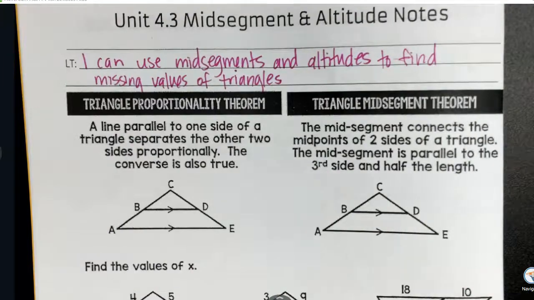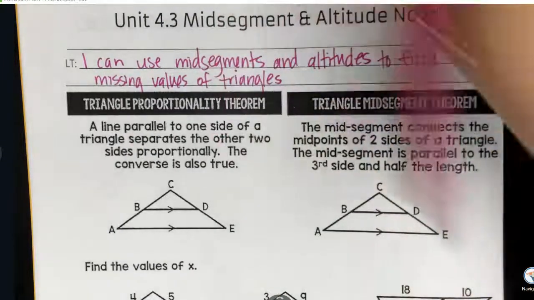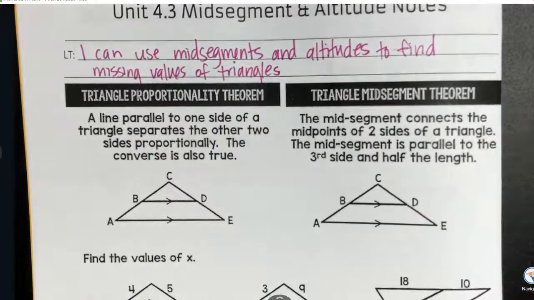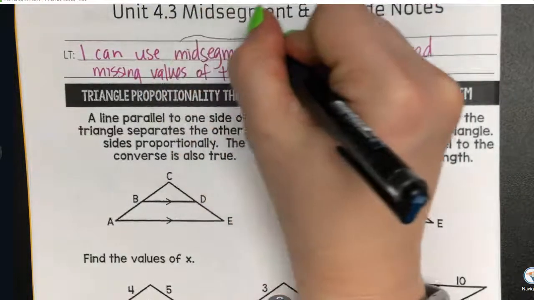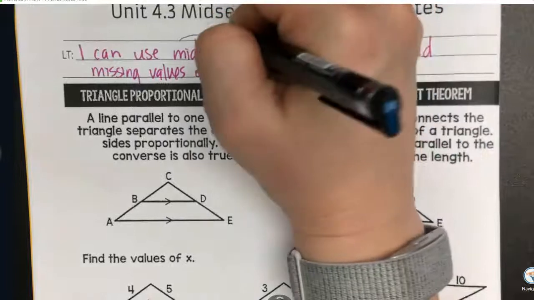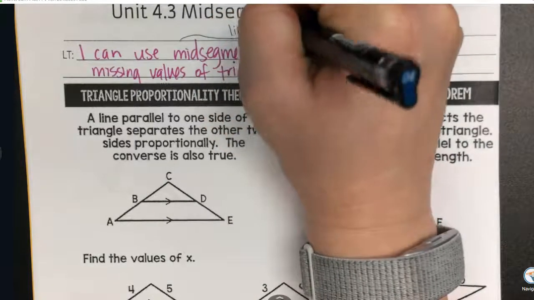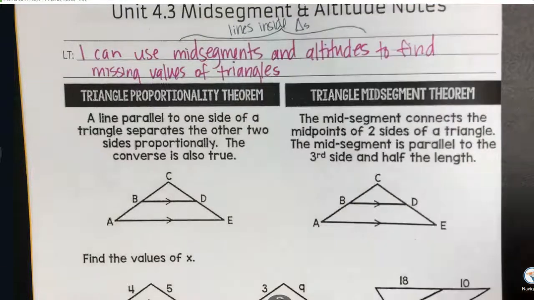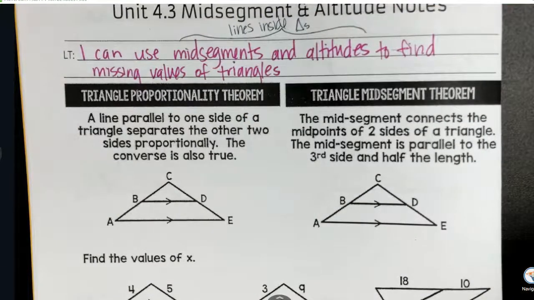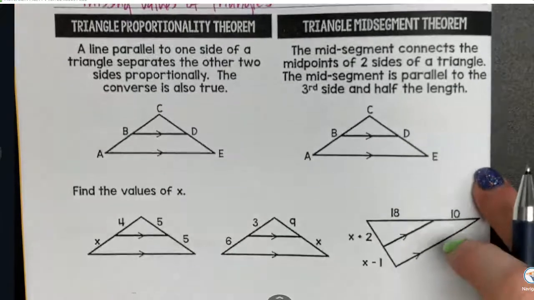Midsegments and altitudes are two types of lines that are inside triangles, which is why we're talking about them right now. So these are lines inside triangles. Okay, so first we're going to start with midsegments. We're going to show you a couple ways to talk about those, and then we're going to talk about altitudes. All right, so midsegments first.